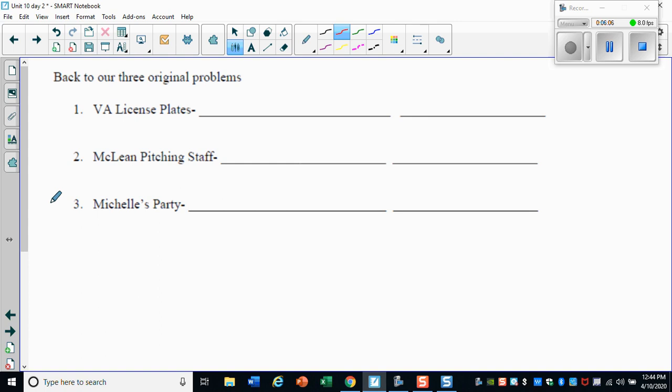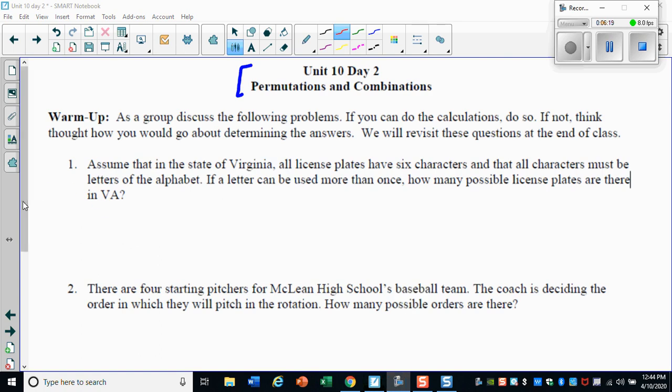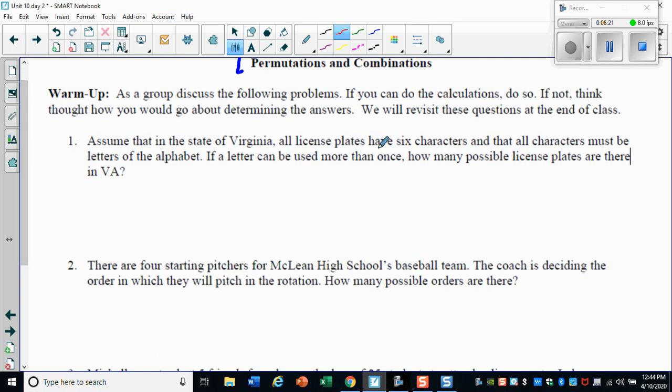All right, now back to our original problems from the very beginning of the worksheet. I'm actually going to go back to those questions so that we can see what they had to say. All right, so let's see how you did. Assume in the state of Virginia, the license plate has 6 characters and all characters must be letters of the alphabet. The letters can be used more than once. How many possible license plates are there?